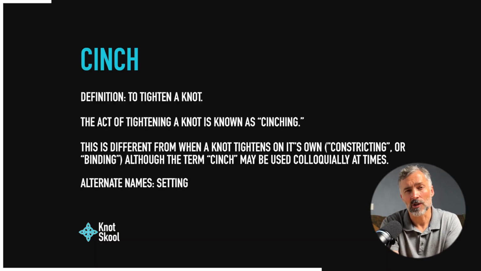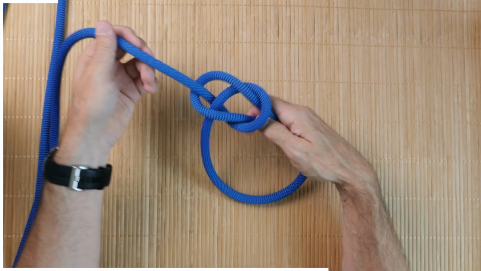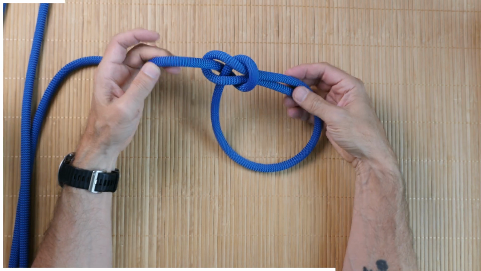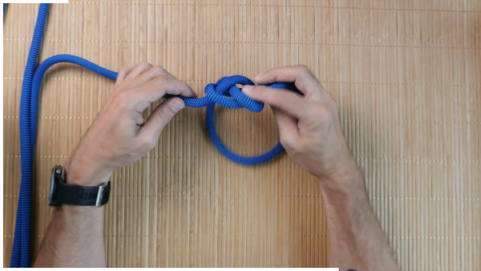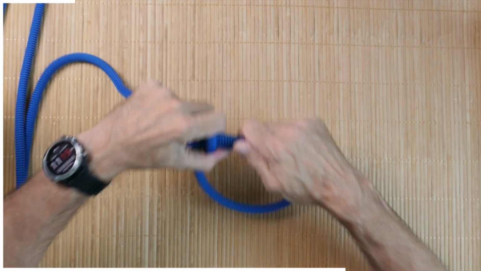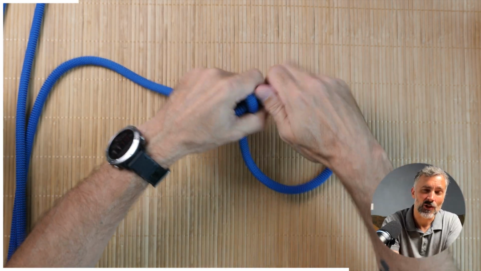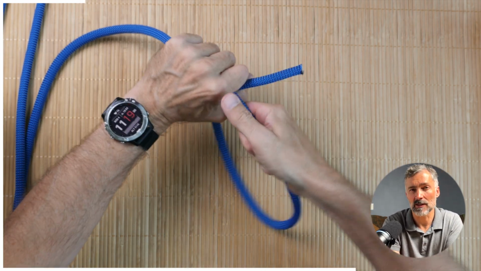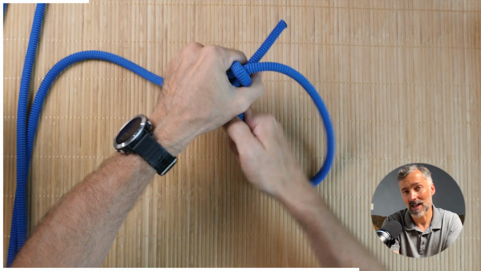Cinch. So to cinch is to tighten a knot. The act of tightening a knot is known as cinching. This is different from when a knot tightens on its own, which can be called constricting or binding, although the term cinch may be used colloquially at times. An alternative name for cinching is setting. So someone might say, you need to set your knot.